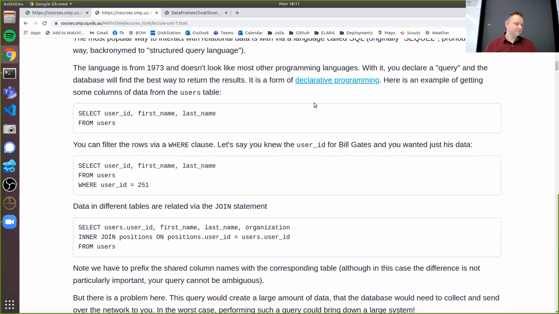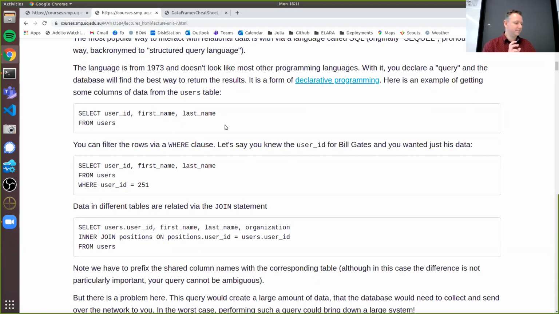But yeah, so here's an example of a query. Select user ID, first name and last name from users. Okay, so it'll give you 3 columns from the users table, and it will give you every single row. So if it's a big table, it will give you lots of data.